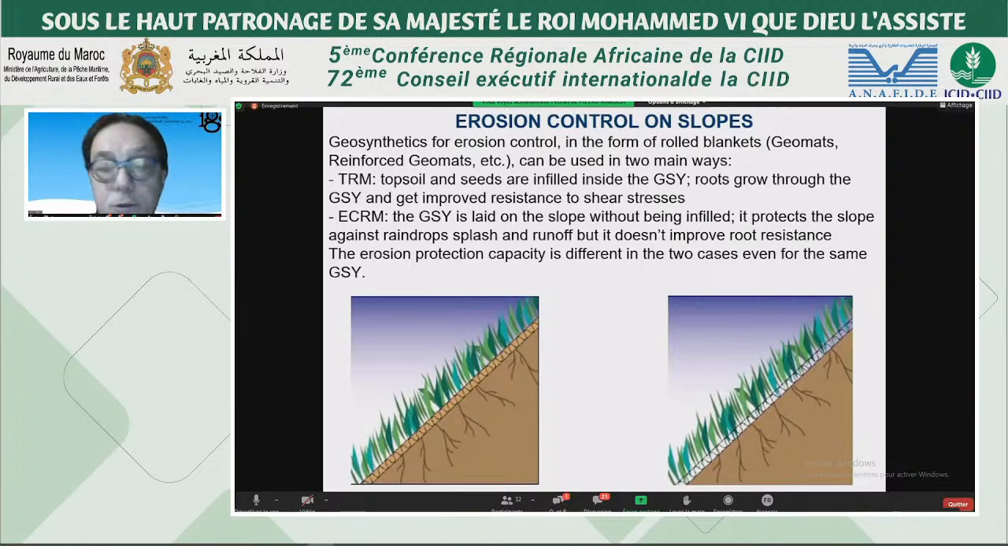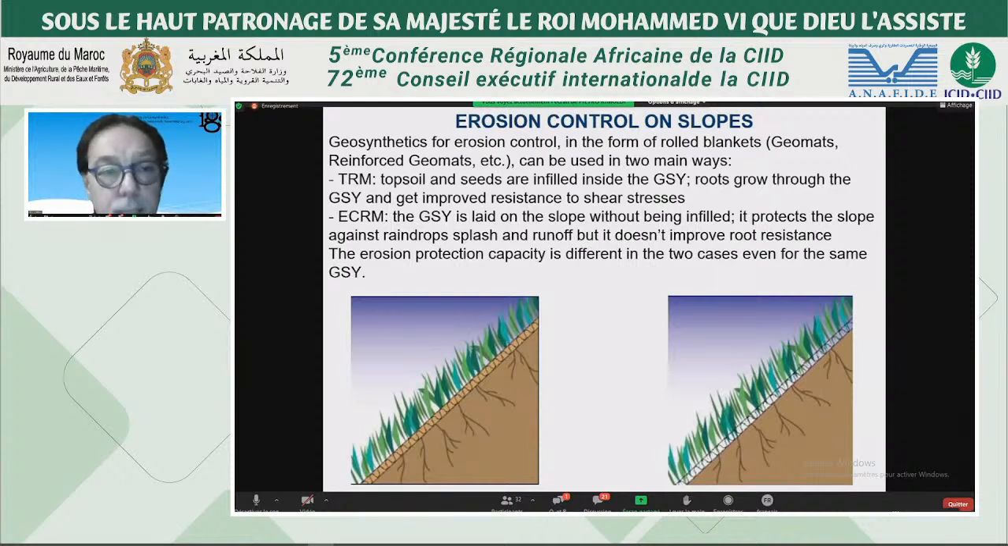En ce qui concerne les géomembranes, de façon générale, ce sont des produits de contrôle. Il est important de dire qu'ils peuvent être utilisés de deux façons différentes. D'abord, le TRM, Topsoil and Seeds, sont remplis à l'intérieur du GSY. Les racines améliorent la résistance au stress. Le deuxième est le SRM, le GSI, est mis sur la pente sans être rempli à l'intérieur.